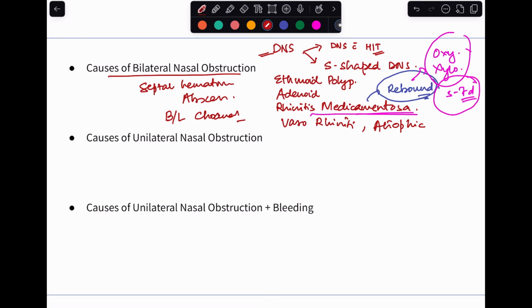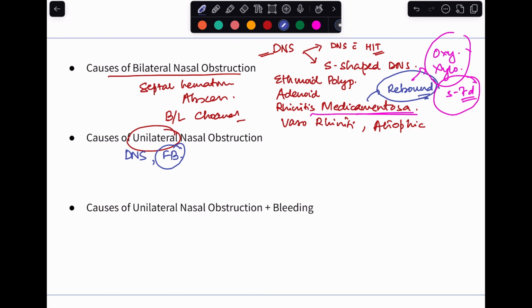Next, that also brings in the question, can you name some causes of unilateral nasal obstruction? So here we are having obstruction only on one side of the nose. The commonest cause over here would be DNS. Next is a foreign body in the nose. This is commonly seen in kids. A lot of kids will present in the OPD with a unilateral nasal obstruction and they'll have a foreign body in the nose. And another typical history in these cases would be a unilateral foul-smelling purulent discharge.